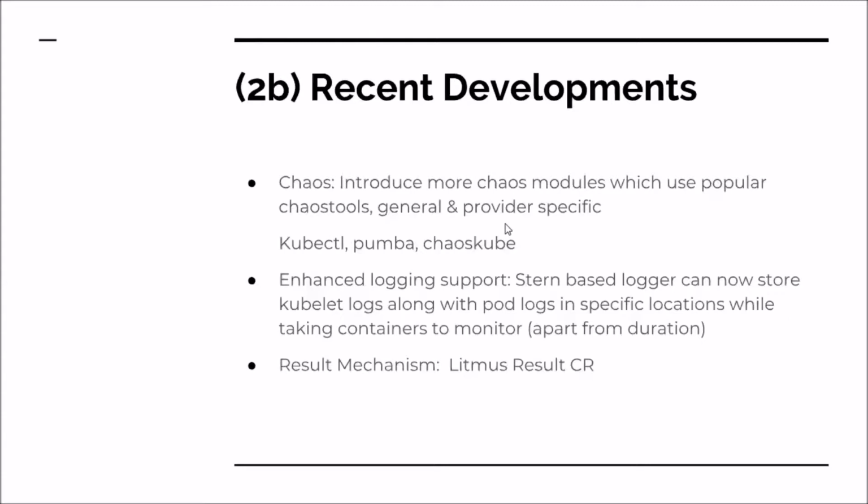So the logging support, what I just spoke about: we have the ability to monitor containers, not just the Ansible container. Any given container can be used, and the logger will be alive for as long as the test container is active. And we have a result CR, in the spec of which we are going to have details about the application, chaos type, test phase and result. So these are some of the recent enhancements.